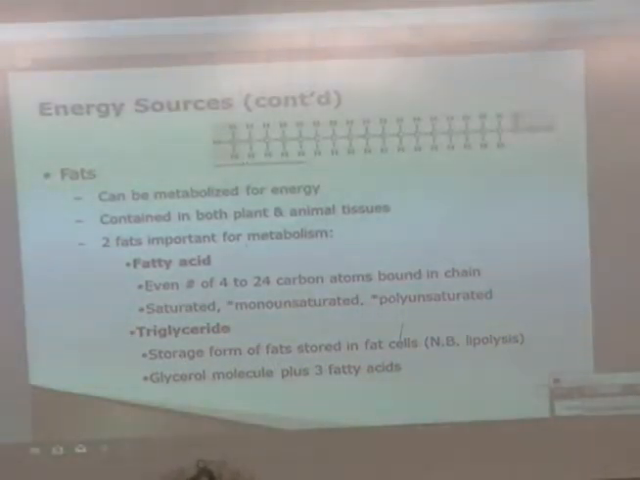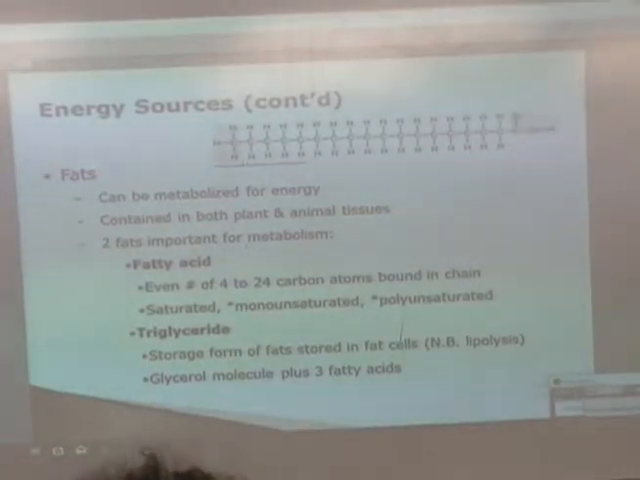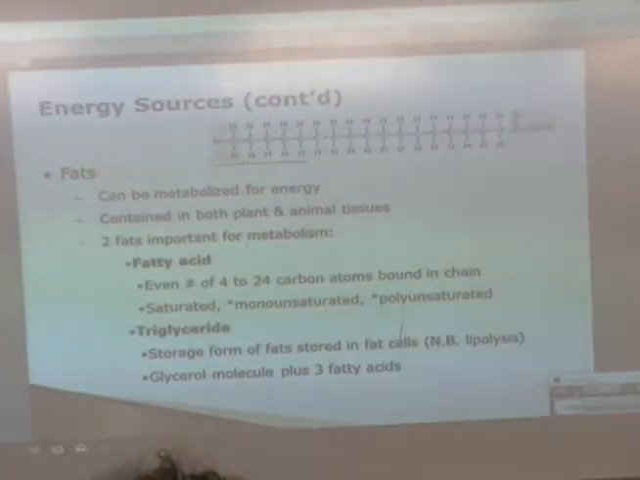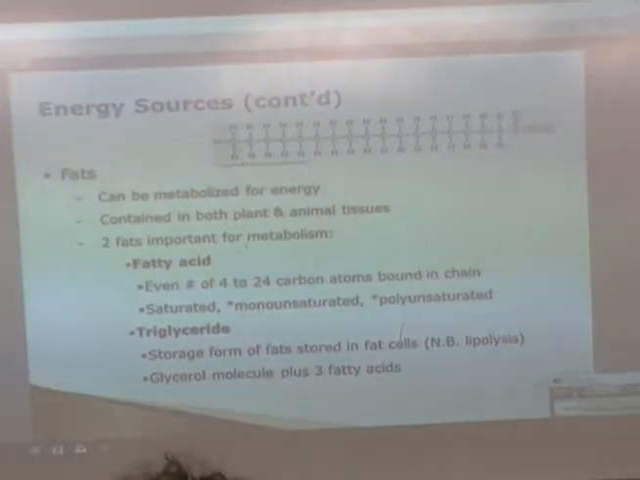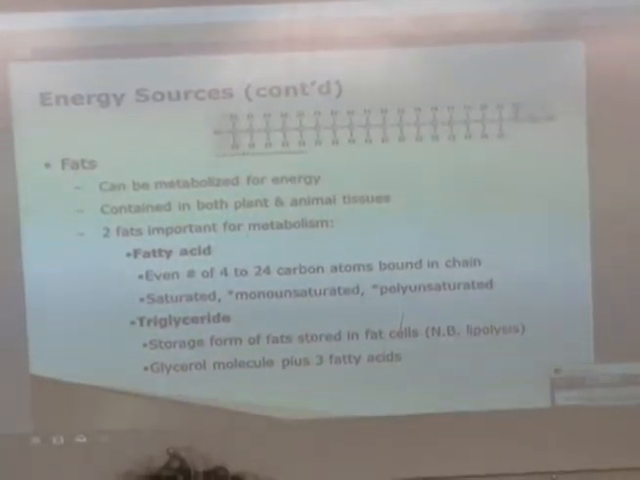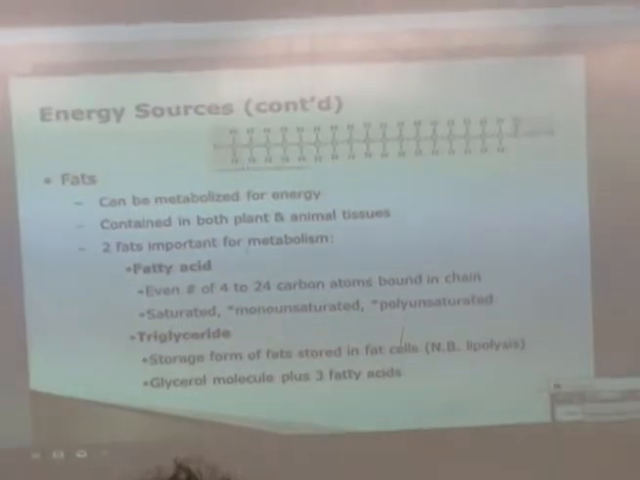Yes? So you said that you can only store as much carbs as you have room for. What happens when you... If you eat more carbs than you've got room for storage, then you turn it into fat.